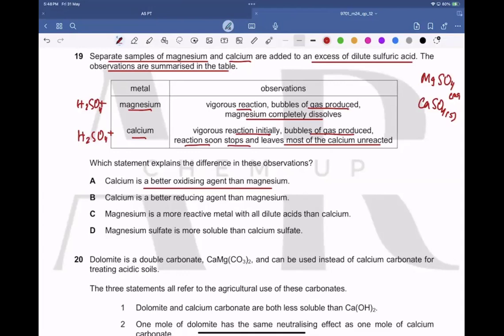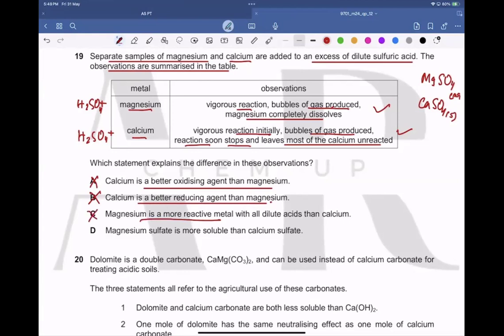Calcium itself undergoes oxidation. So calcium is not a better oxidizing agent. We can't say calcium is a better reducing agent than magnesium. This can be an answer, but it is a general statement. And here they are talking about the specific reaction, which makes it wrong as well. Magnesium is a more reactive metal? No, calcium is a more reactive metal. Magnesium sulfate is more soluble than calcium sulfate. Yes, very good, Vinny. So D is the correct answer over here.